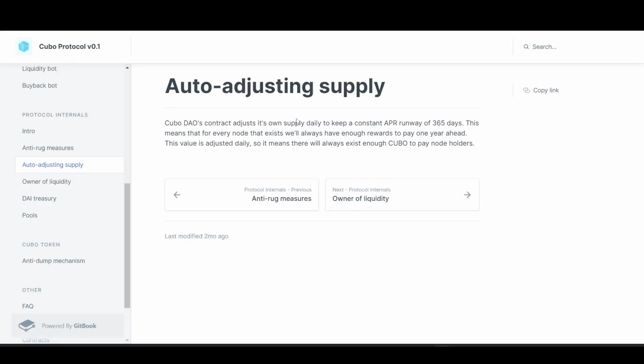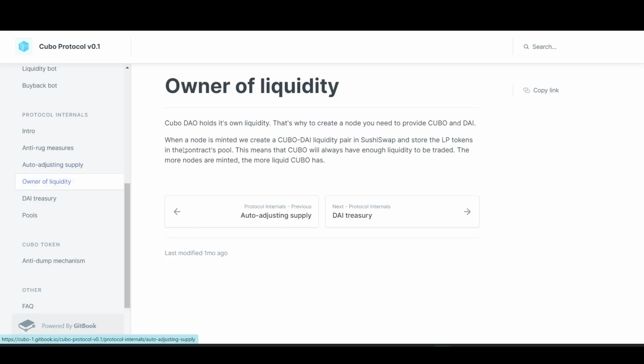But that's the risk of nodes in crypto and any other project anyways. Owner of liquidity: CUBO DAO holds its own liquidity. That's why to create a node, you need to provide CUBO and DAI. So I had a misconception there. I thought the DAI was going towards the team, but it's clear here they don't receive any rewards. So I was wrong there.